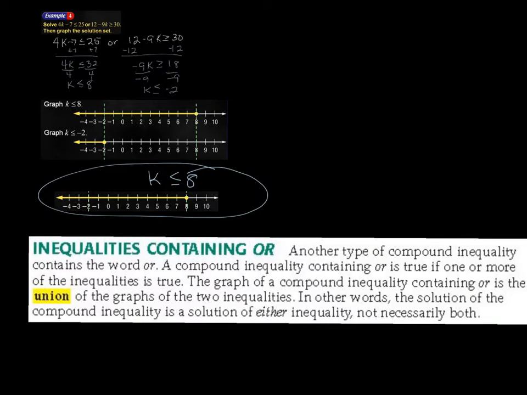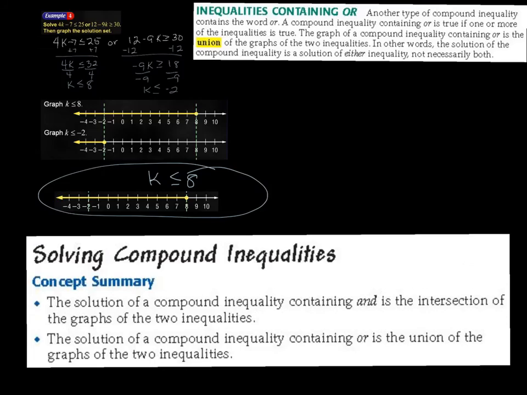A compound inequality containing or is true if one or more of the inequalities is true. The graph of a compound inequality containing or is the union of the graphs of the two inequalities. So union means we're putting them together. In other words, the solution of the compound inequality is the solution of either inequality, not necessarily both. In summary, the solution of a compound inequality containing and is the intersection of the graphs of the two inequalities. The solution of a compound inequality containing or is the union of the graphs of the two inequalities.